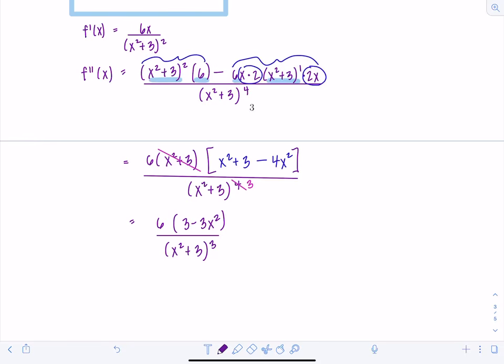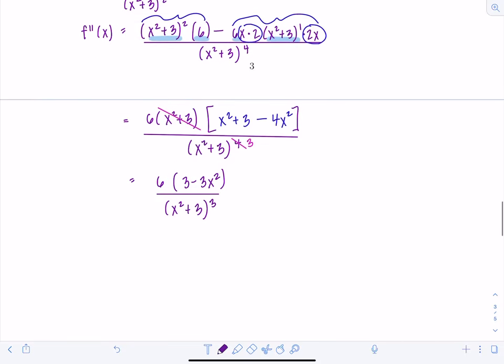And remember, we're going to find the zeros of the second derivative in the numerator and the denominator. So you want it as factored and simple as possible in order to know how far to simplify your derivative so that you can find those zeros easily. Meaning, I want to take out this 3, right? And now I have 6 times 3, so 18 times 1 minus x squared over x squared plus 3 cubed. Okay?